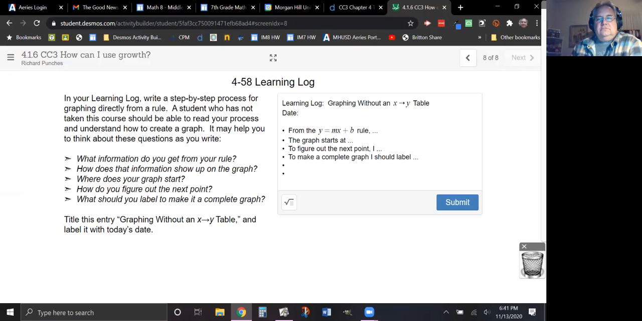I want to know everything. Graphing without a table. Put your date here, and then you're going to tell me what information you get from your rule. How does that information show up on the graph? Where does the graph start? How do you figure out the next point, as in following the growth rate? And what should you label to make this a complete graph? What are the things you need to label? That's it.